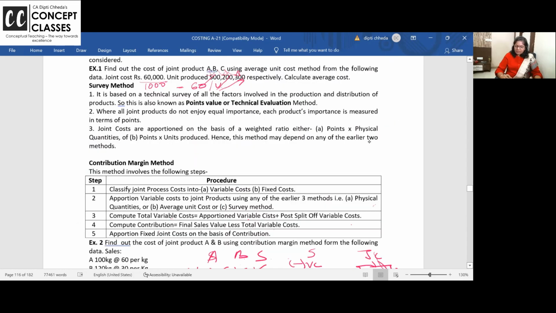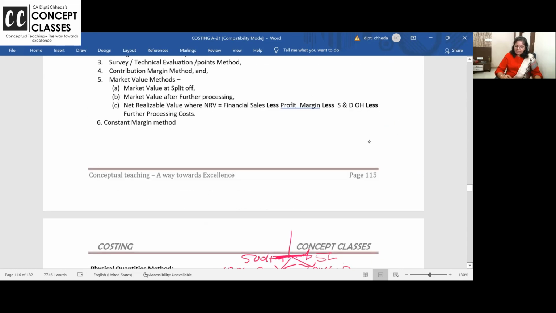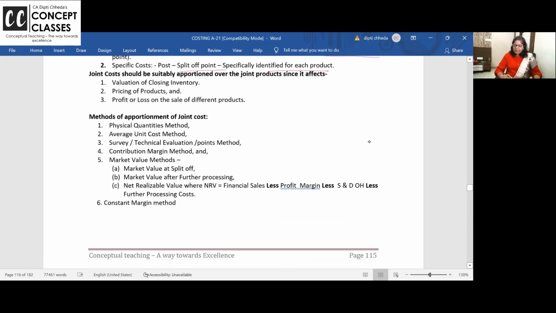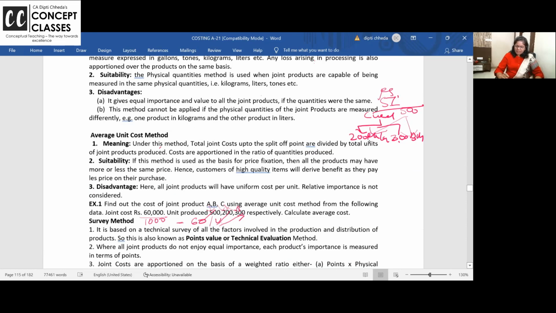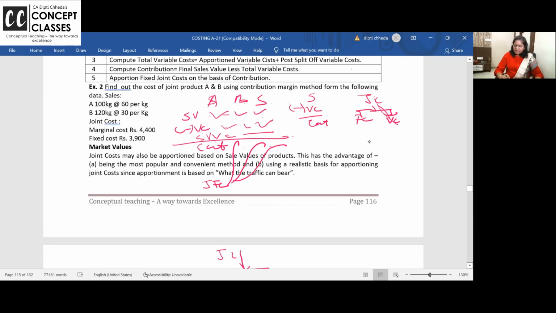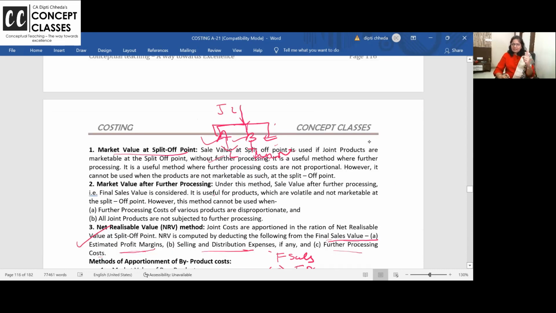Survey method is not given in theory, but I want to explain here. Survey method, one problem also we have solved in the answer book. From there I'll explain. So how many methods we have done?